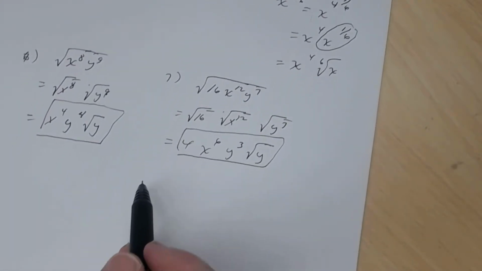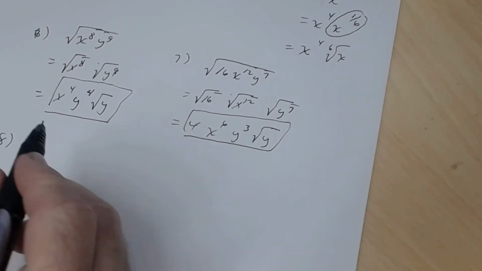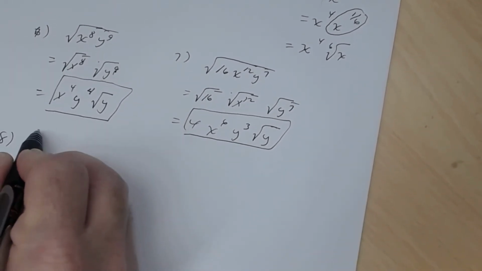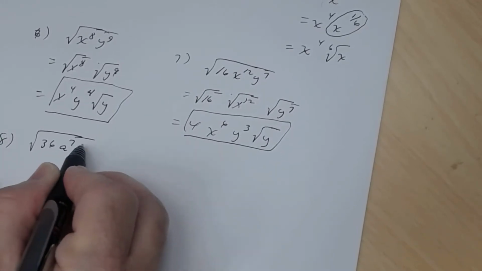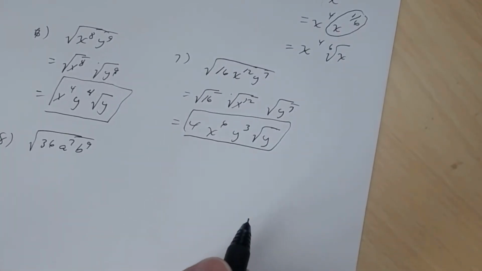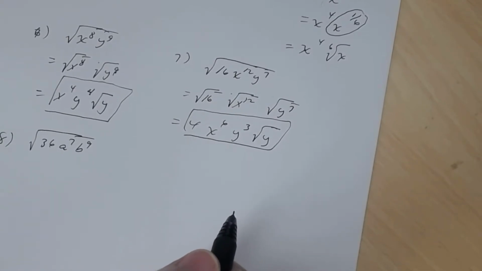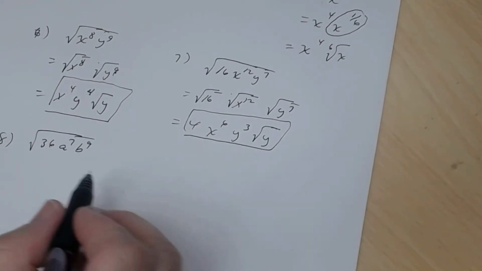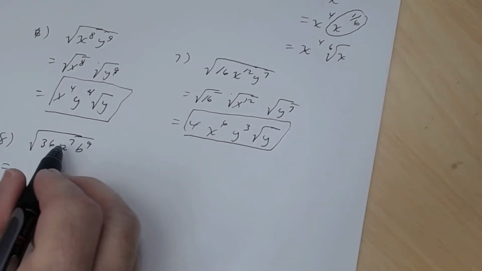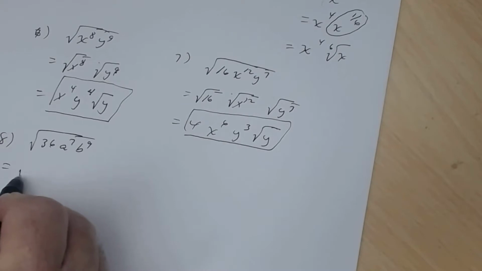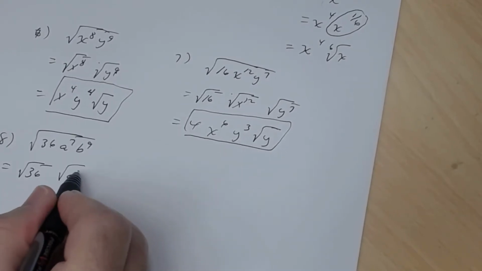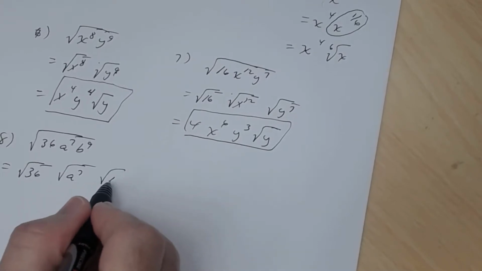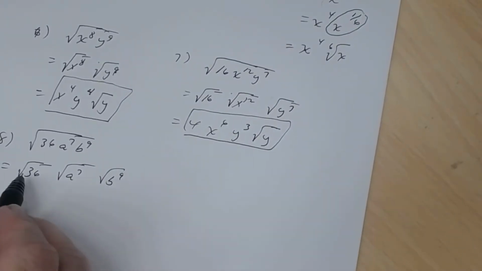Okay? All right, 8. Suppose we had the square root of 36, a to the 7th, b to the 9th. Again, let's just rewrite this. The square root of a product is the square root of each individual factor. So the square root of 36 times the square root of a to the 7th times the square root of b to the 9th.